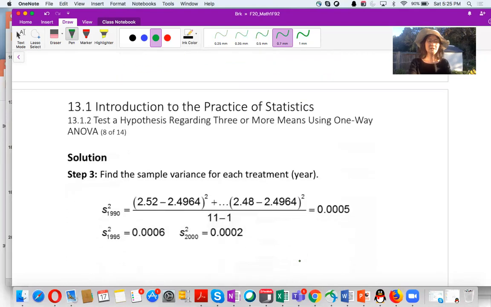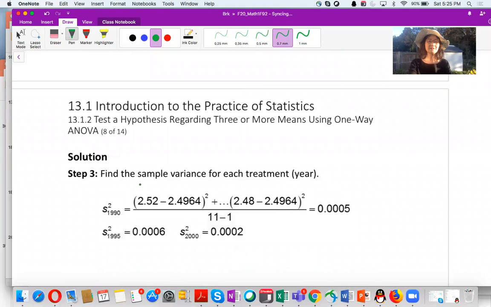Next, calculate the sample variance for each treatment. Remember what is the variance? You use individual data x minus sample mean, square it. You do this for each and every data, add them all, divided by n minus 1. You get the sample variance. This is for sample 1, year 1990. By the same token, you can calculate the sample variance for year 1995 and for year 2000.